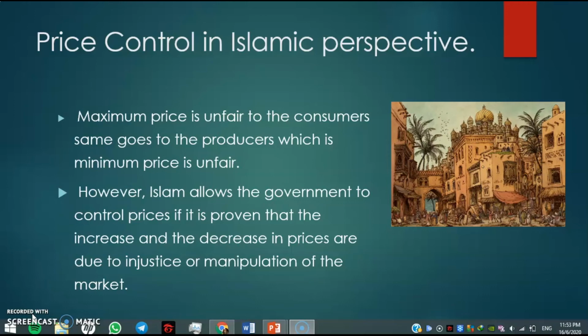This means a certain company keeps their product, and the supply decreases. When the supply decreases, the price will rise. The same goes for a decrease in price, which means there are a lot of suppliers. So, the government can control the prices.